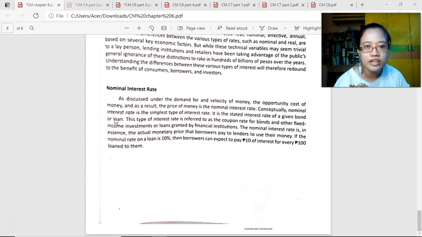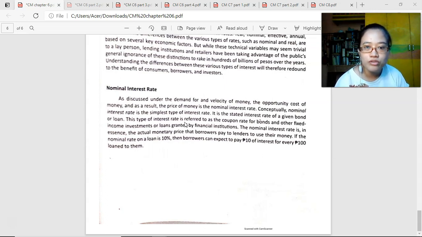Where are we? Nominal interest rate na tayo, ha? As discussed under the demand for and velocity of money, the opportunity cost of money, and as a result, the price of money is the nominal interest rate. So, yung nominal interest rate, simplest type of interest rate. It is the stated interest rate of a given bond or loan. Diba kung ano yung nakalagay doon, yun na yun.